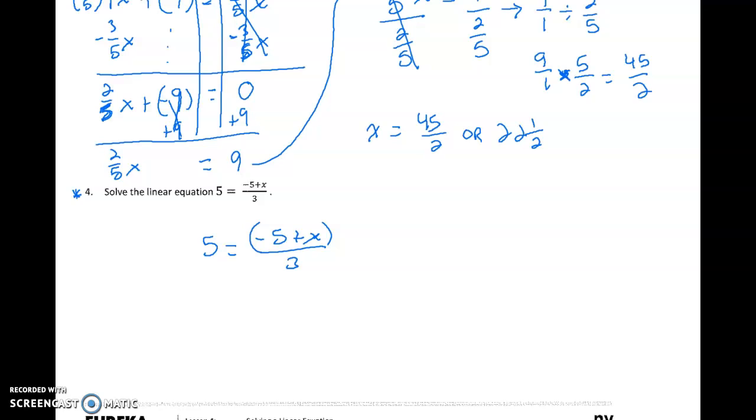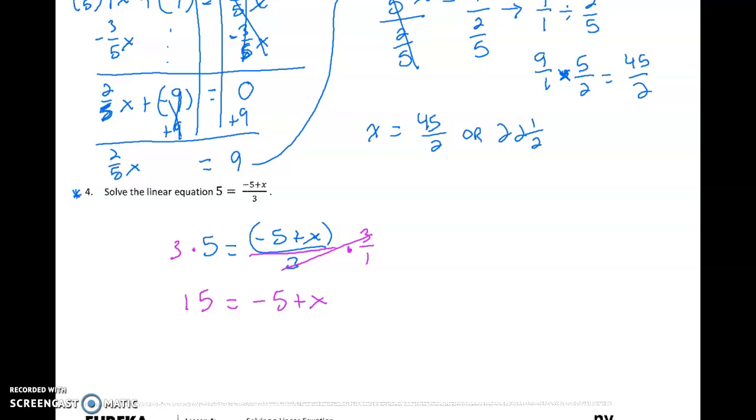So here's a hint. Notice, remember, this means division. So let's undo that first. How do you undo dividing? You multiply. So what happens if I multiply this side by 3? Our denominator here is going to cancel out. Whatever I do to one side, I have to do the other. So I'm left with 15 equals negative 5 plus x.